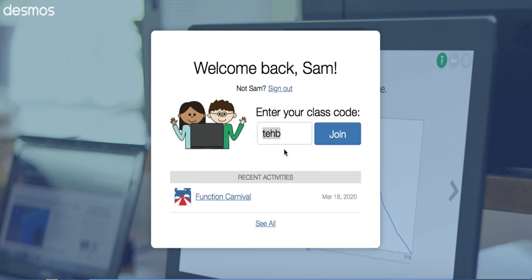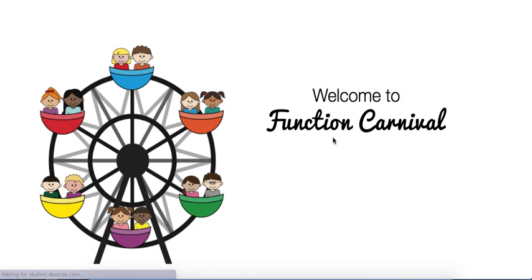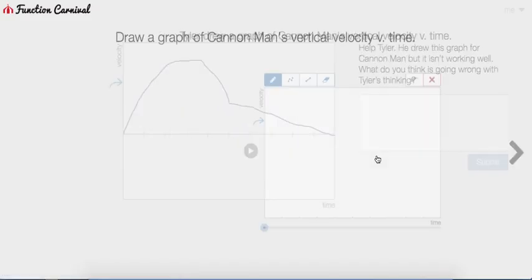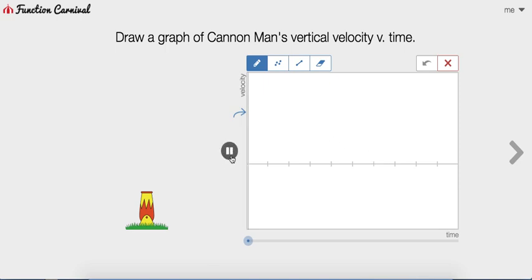Anyway, here's our class code for this one. I'm going to go ahead and join. Welcome to the Function Carnival. Continue the activity. Okay, you hit play. Some of you weren't exactly matching.